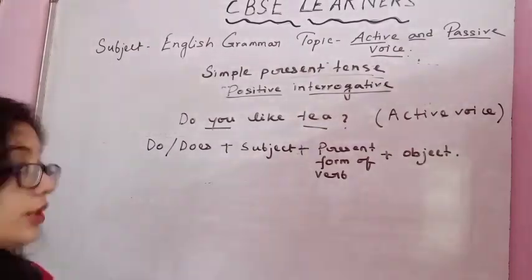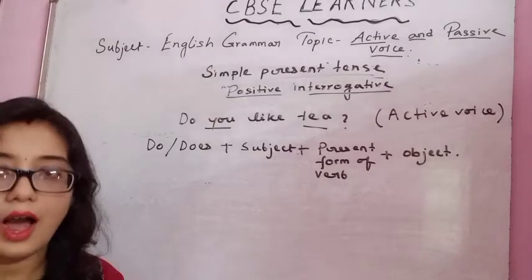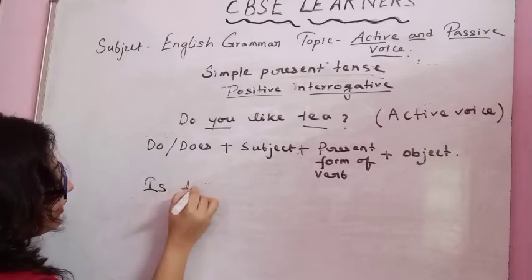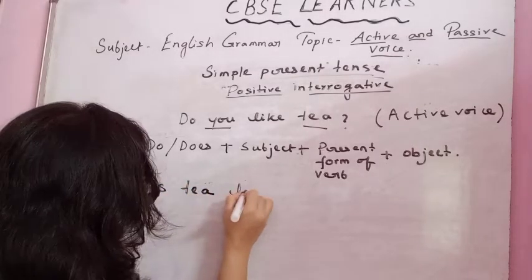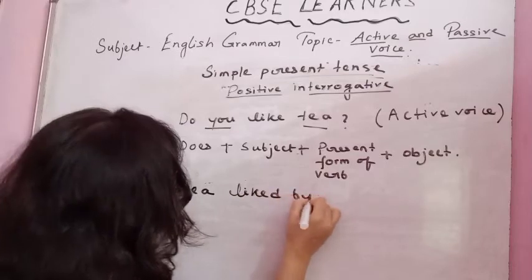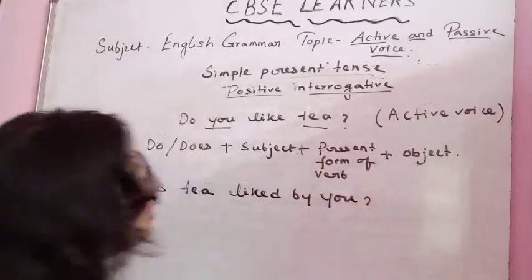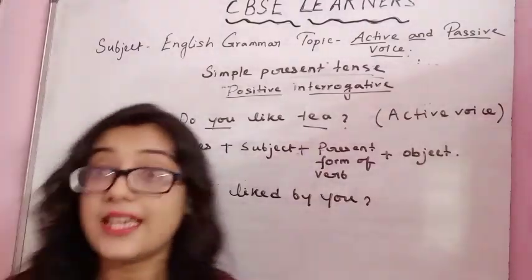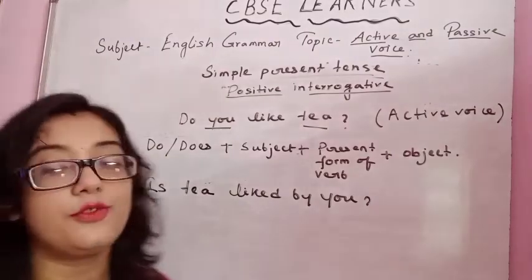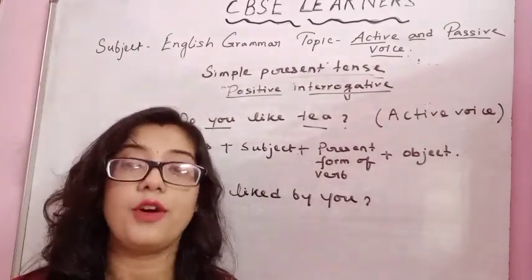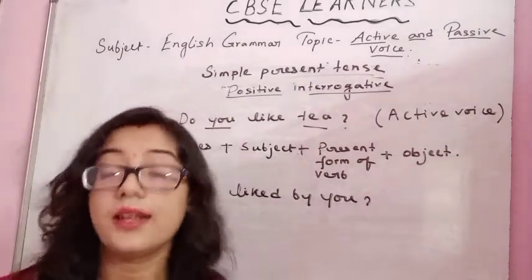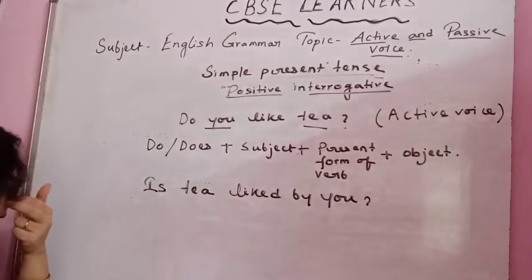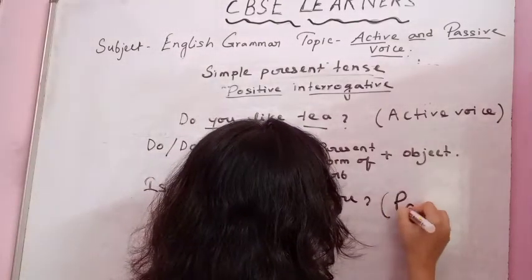So we can easily use is or are in case of simple present, isn't it? So let's take that: is tea liked by you? Okay, so both are making the same sense. But the difference is, here the focus is on tea. Is tea liked by you? And in the first sentence we are saying, do you like tea? So in the first one we are focusing on you. Do you like tea? Next, in the second, in passive, we are focusing on tea: is tea liked by you? Okay, so this one is a passive voice.